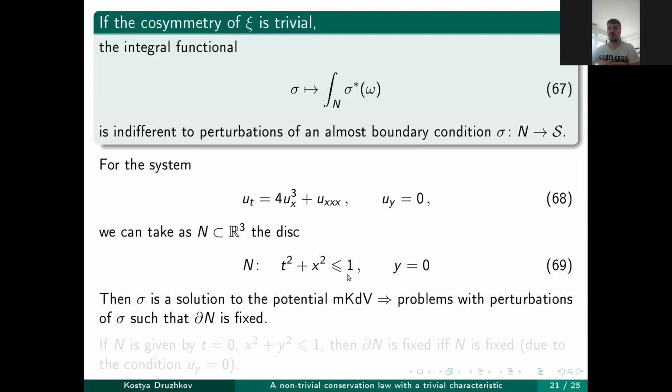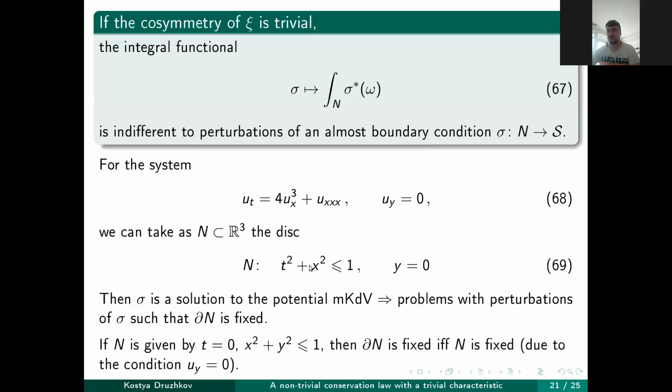I doubt that we can perturb solutions of the potential mkdv such that all of them satisfy the same boundary condition in terms of the potential modified kdv itself. This would mean that we have a lot of different solutions to the same boundary value problem. I don't know if it's true, but I think that on some intuitive level it is rather clear that we cannot. So we have some problems with perturbations in this example, right? Because we have to keep this condition that the boundary must be fixed. And if n is given by this disk lying in the plane t equals to 0, like the disk that gives us some initial condition, then the boundary is fixed if and only if the entire manifold is fixed. So we cannot perturb an almost boundary condition within the class of almost boundary conditions.